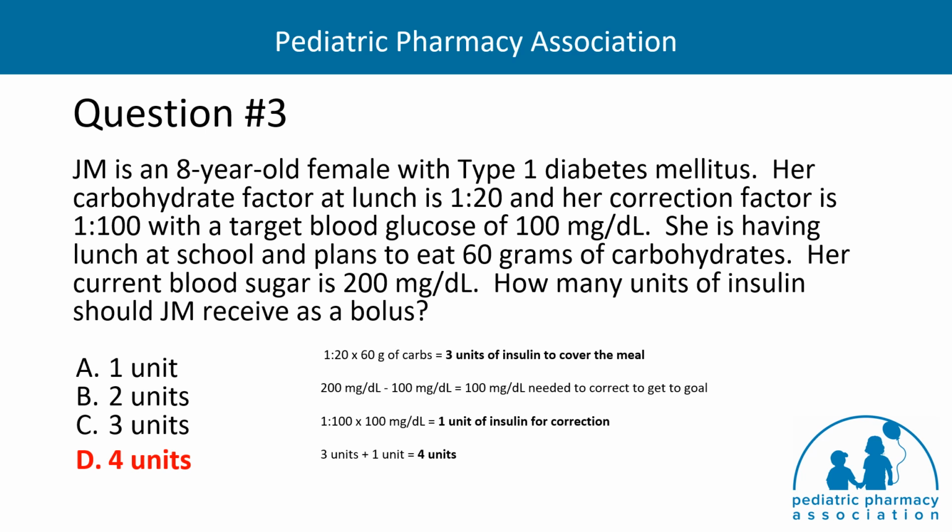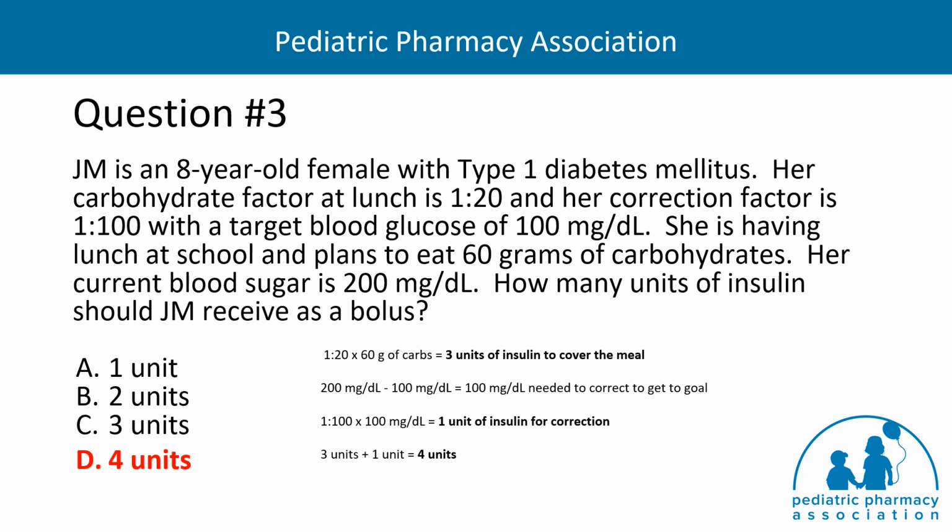So to answer this question, we need to think about some of the math that we were going over earlier. Remember, patients with type 1 diabetes mellitus are going to have a carbohydrate factor as well as a correction factor. That carbohydrate factor is going to reflect how many units of insulin are given for a particular amount of carbohydrates consumed. In this situation, the carbohydrate factor is 1 to 20, and our patient wants to consume 60 grams of carbohydrates, which means that she'll need 3 units of insulin to cover that meal.